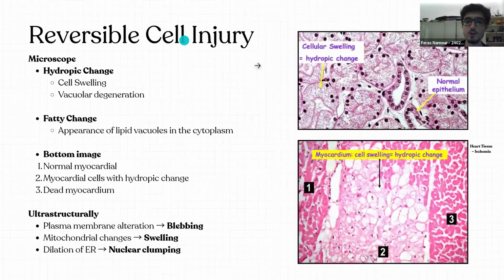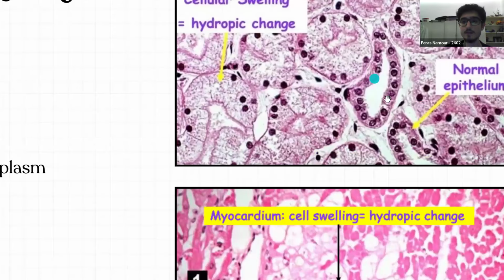Reversible cell injury, you should know, or when you're looking at a slide, you should know whether this slide is going through injury or not. How do you do that? Well, first you're going to compare it to normal, and then you're going to see what's changing. So in reversible cell injury, again, this is reversible, we have the following changes. We have hydropic change, which is cell swelling and vacuolar degeneration, and fatty change, which is going to be like the appearance of lipid vacuoles in the cytoplasm.